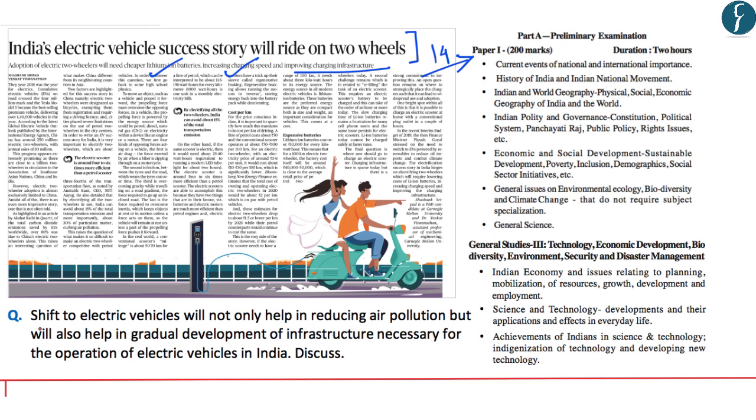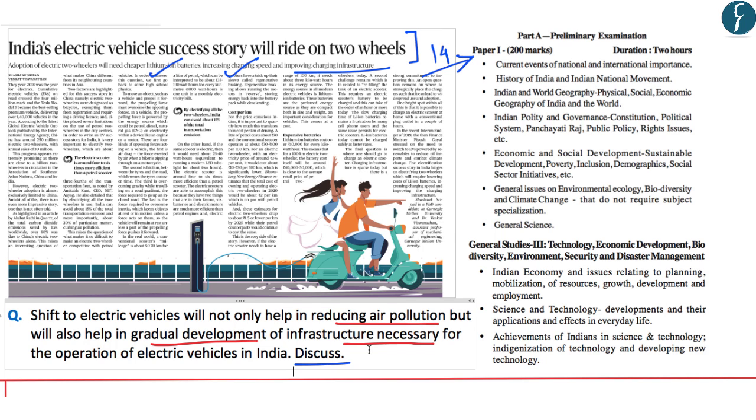Now, based on the article, this forms your practice question for Mains. It says: shift to electric vehicles will not only help in reducing air pollution but will also help in gradual development of infrastructure necessary for the operation of electric vehicles in India. Discuss. On this note, let us understand China's success story with respect to electric two-wheelers, the need for adoption of two-wheeler electric vehicles in India, as well as the challenges which may be faced in the adoption of e-vehicles.